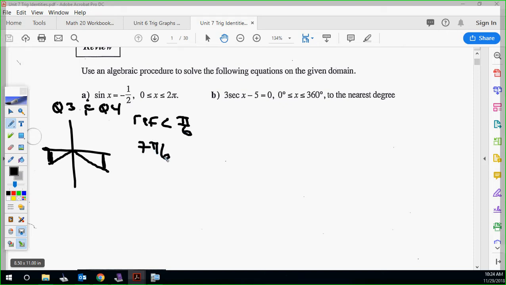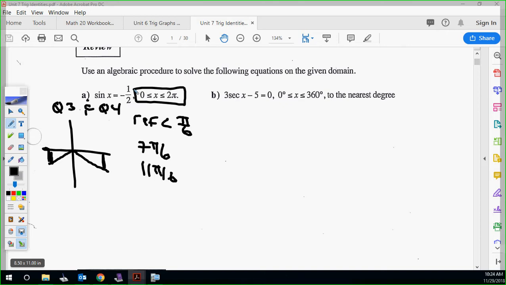7 pi over 6, 11 pi over 6 is the answers. Because 7 pi over 6 is just past pi, 11 pi over 6 just before 2 pi. That's your 2 cuts for sine, which you get -1/2. That's your answers. So again, we're finding when sine is -1/2. Sine is -1/2 at these locations. Why do I know I'm in radians? Because it gave me a 0 to 2 pi for my values, so we're not in degrees.